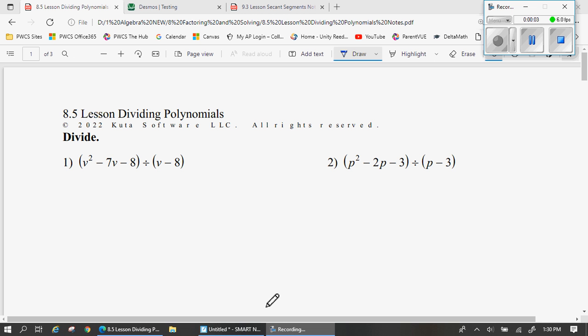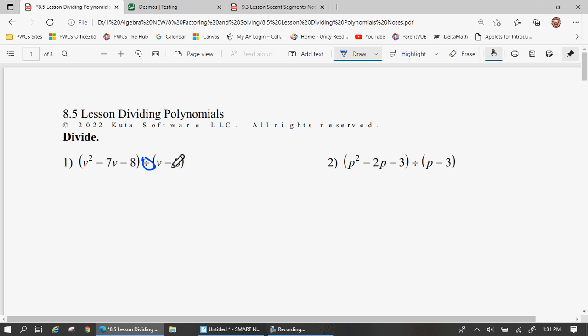Hey y'all, today we're going to combine a couple ideas that we have talked about recently and in the past. In the past we divided polynomials, and recently we've been factoring polynomials. So we're going to combine those two ideas. We are going to divide. In the past we didn't have two terms that we were dividing by. In this case, I'm going to go ahead and divide by v minus 8.